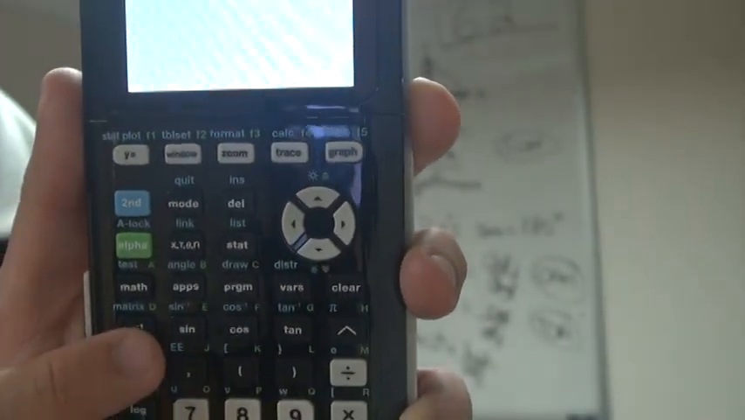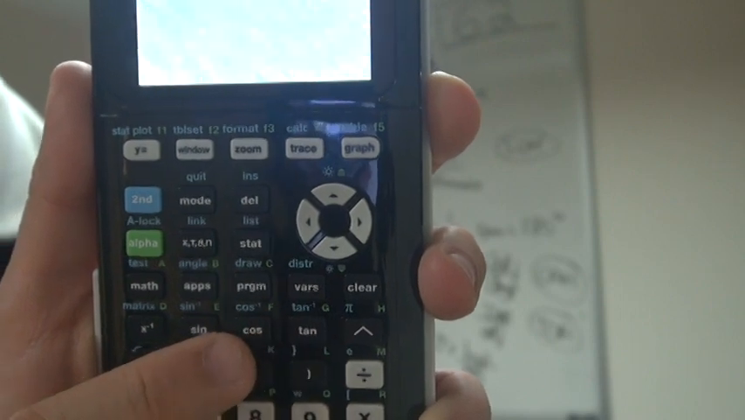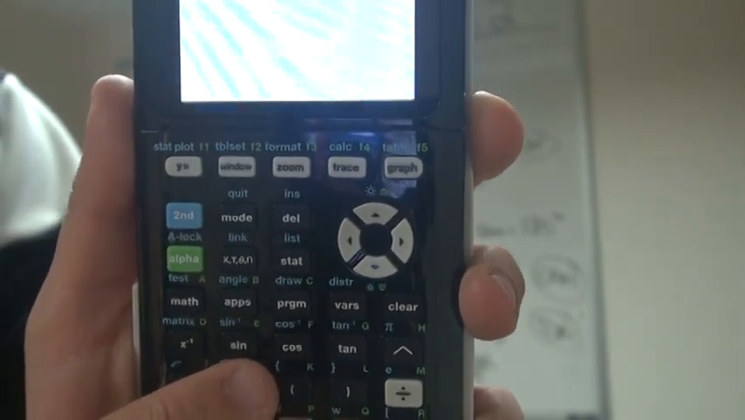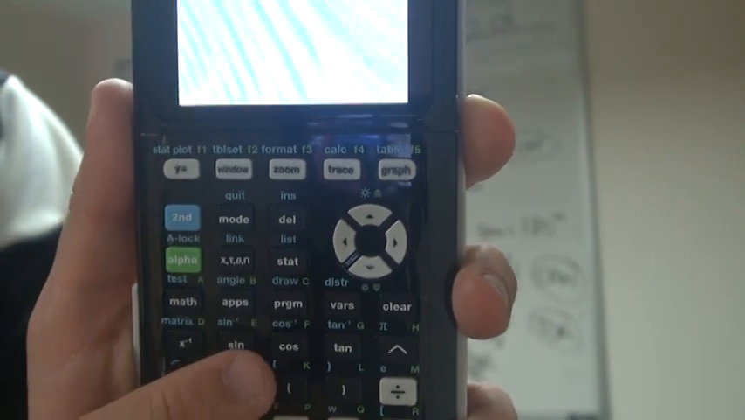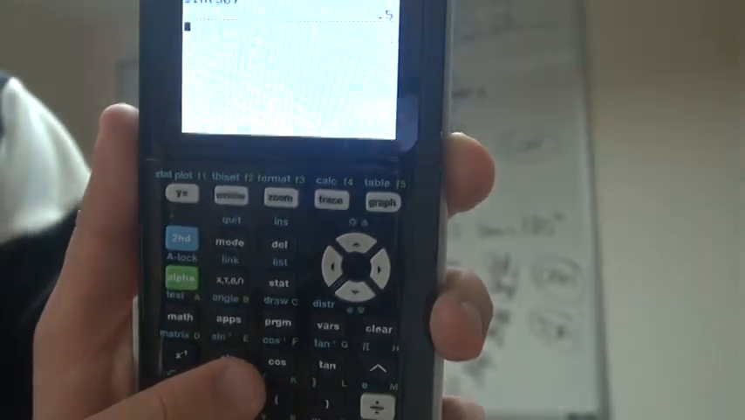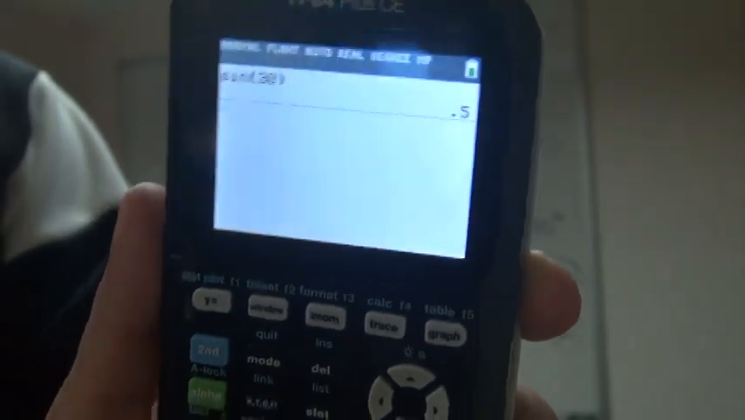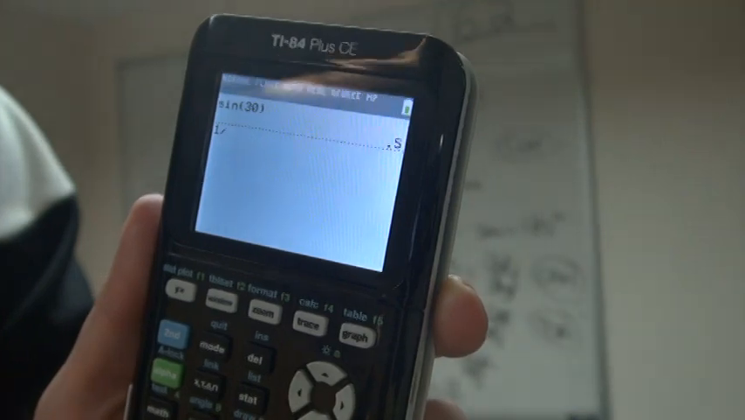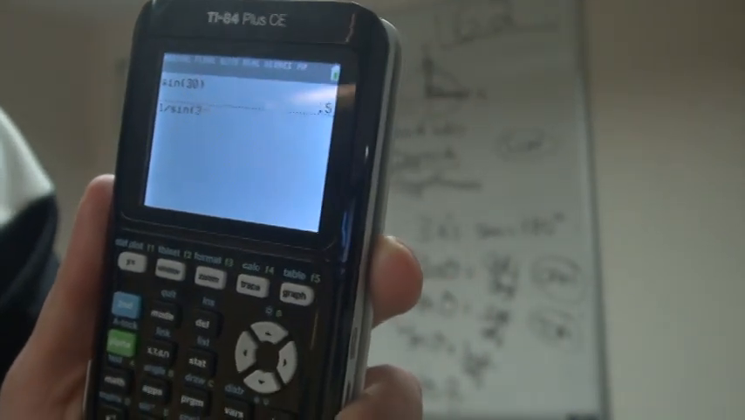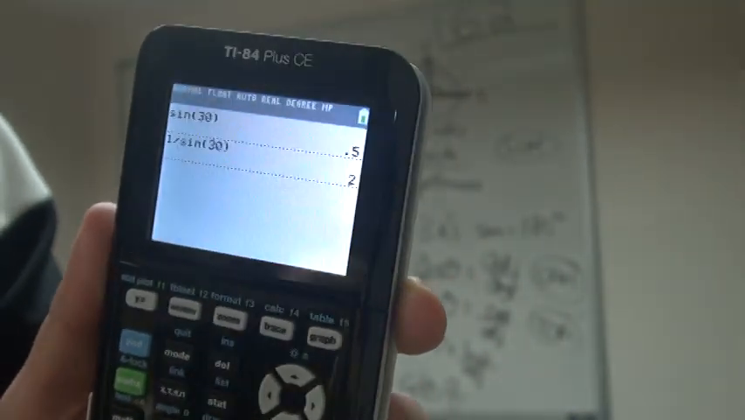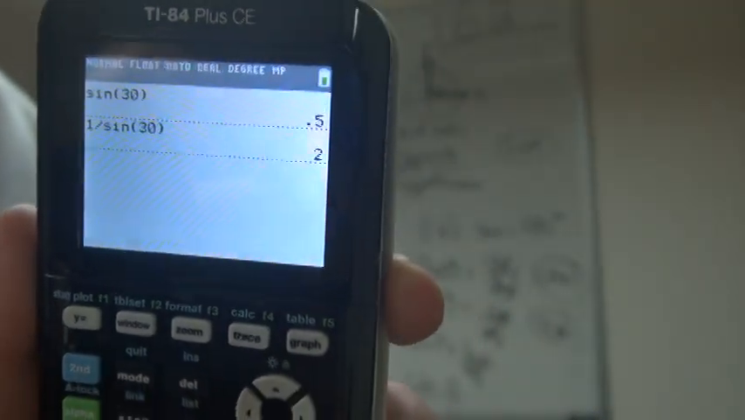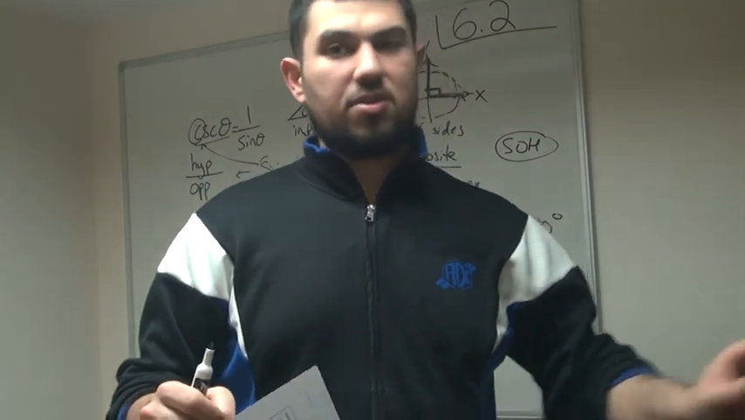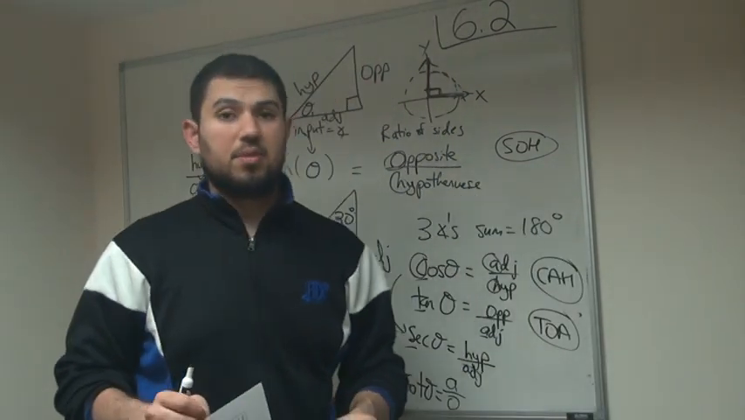Again, you have sine, cosine, and tangent right here. You can get the reciprocal functions of cosecant, secant, and cotangent by doing 1 divided by. So if I needed the cosecant of 30 degrees, then I can do 1 divided by the sine of 30. That should give me cosecant, because they're reciprocal functions. And that gives you 2. 1 divided by 1/2 gives you 2. Right? So you guys can use your calculators to solve some of these problems.